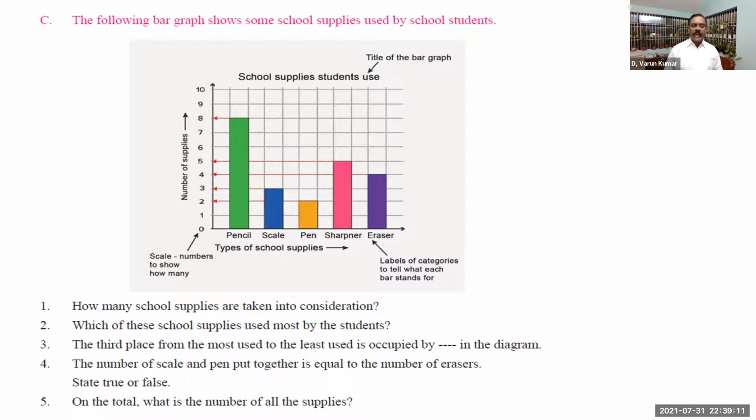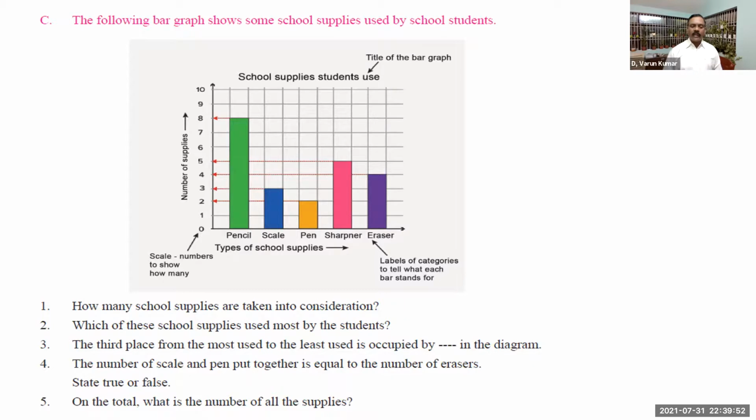The number of scale and pen put together. So how many? 8 pencil, scale 3. So totally 11. And it is equal to the number of erasers. State true or false. Eraser is only 4. So it is not true. Number of scale and pen put together. Scale, sorry, scale 3, pen 2. So it is 5. But what about erasers? It is 4 only. So it is not true, it is false.